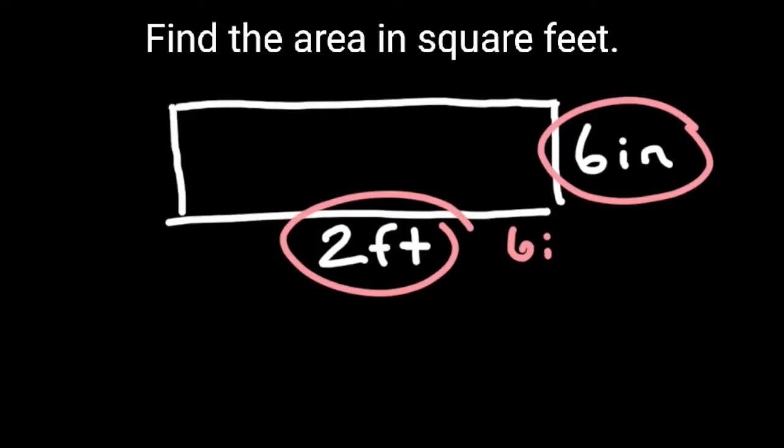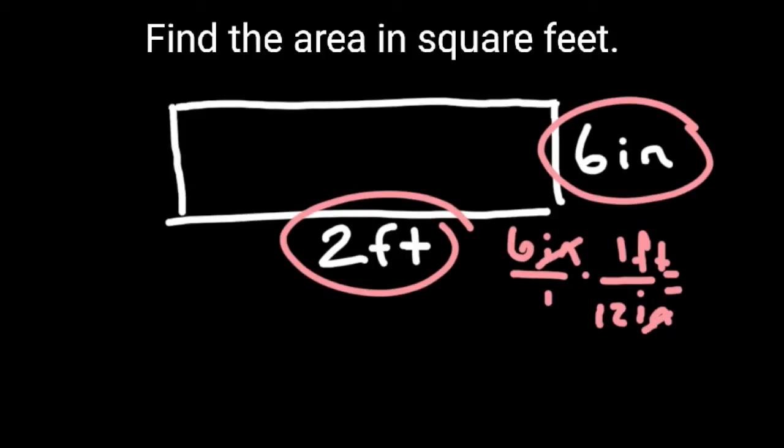So 6 inches over 1, we want to change it to feet. So we put feet. We're getting rid of inches. That's going to be in the bottom. And 1 foot is 12 inches. Cross off the inches. And we see we end up with 6 over 12, which simplifies to a half a foot. So 6 inches is obviously half a foot.